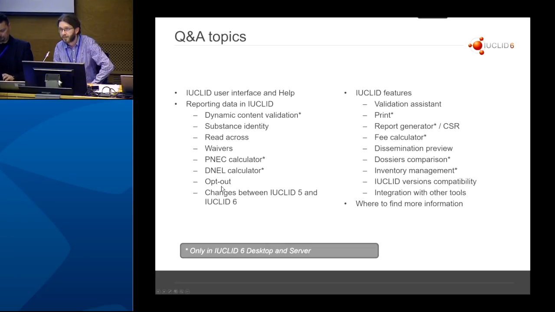Then there are some slides about opting out, how to do an opt-out, and in which case you do an opt-out. Changes between Euclid 5 and Euclid 6. For those of you who are used to Euclid 5, then there are some hints and tips on what you should know in case you need to update or if you need to retrieve data, Euclid 5 data into Euclid 6. Then there are all these features that we can also discuss about. But I will start with the latest bullet point, where to find more information.